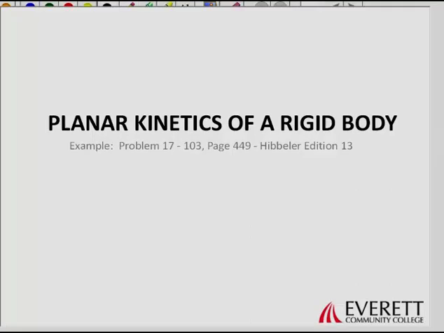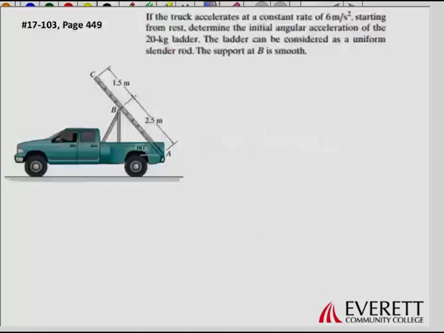And here's the problem that we're going to work on. 17-103, this is from the Planar Dynamics text on page 449. If the truck accelerates at a constant rate of 6 meters per second squared starting from rest, determine the initial angular acceleration of the 20 kilogram ladder. The ladder can be considered as a uniform slender rod. The support at B is smooth.